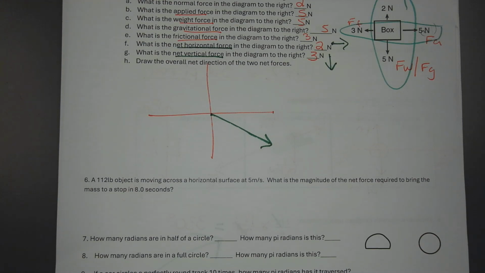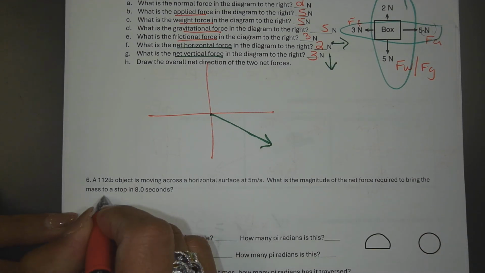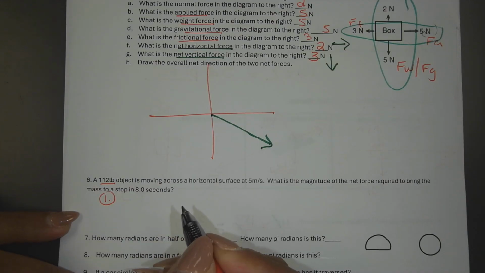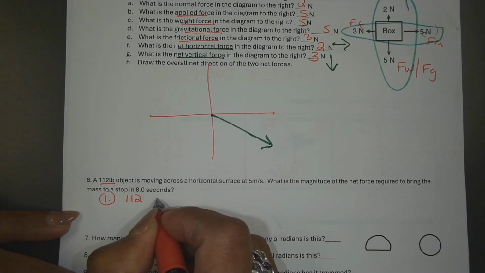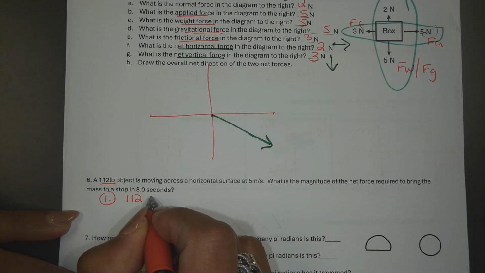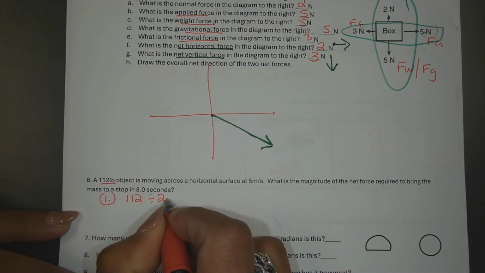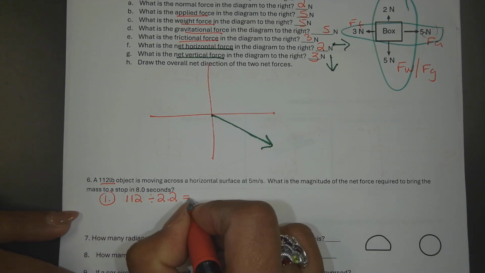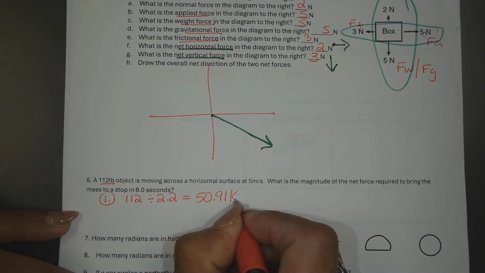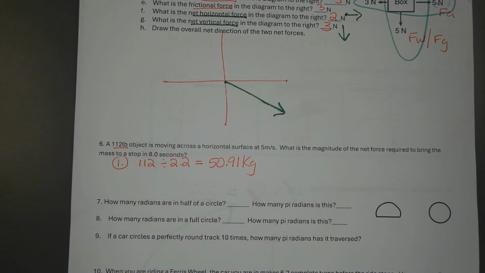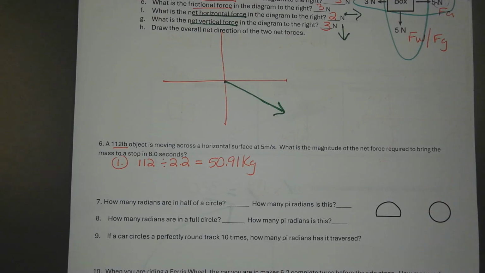Now, step number 1, hopefully you recognized that this number is in pounds and it needs to be converted. I need to convert 112 pounds into kilograms by dividing it by 2.2. Hopefully you did that and you got a number of 50.91 kilograms. Now that's not my answer, but I have to. I cannot use pounds in any math equations for physics.